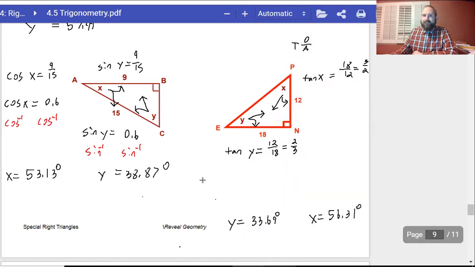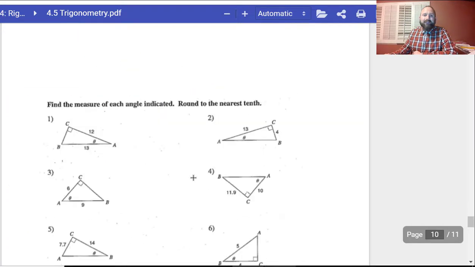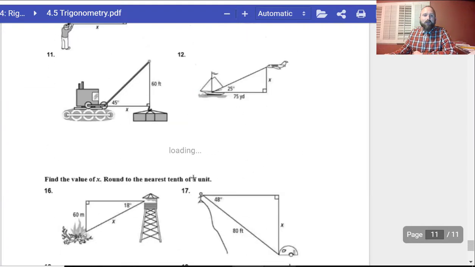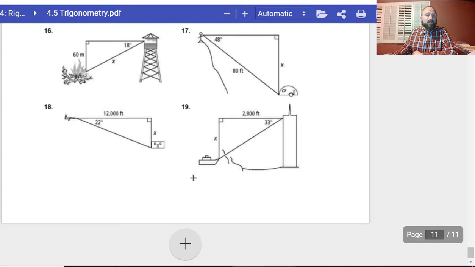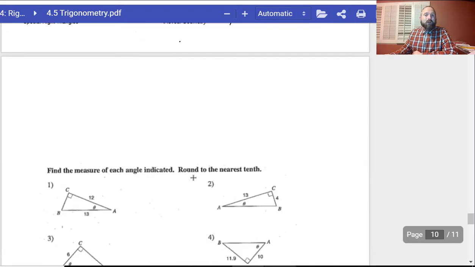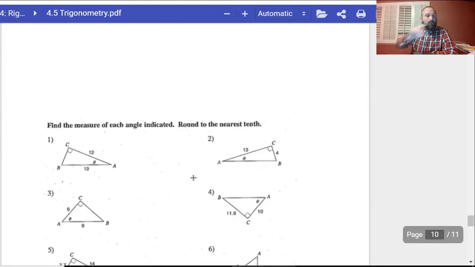Now we've hit that 10-minute mark, so let me tell you right now that the rest of these problems are yours to complete with your group. You have 19 problems, and I want you to work with your group, your partner, or if you're at home, by yourself, and complete this. If you are stuck, go ahead and contact me, and I will help you out as best as I can.